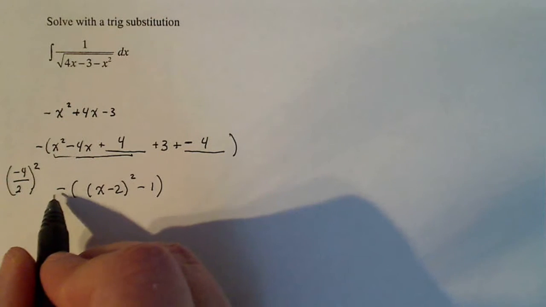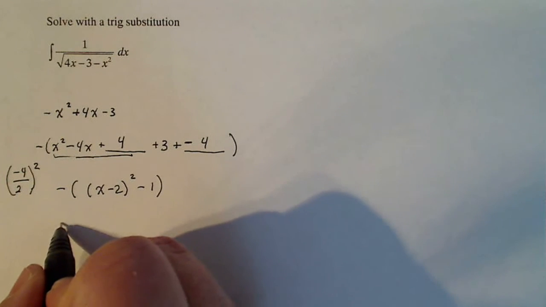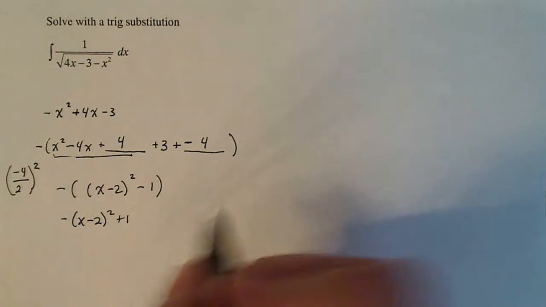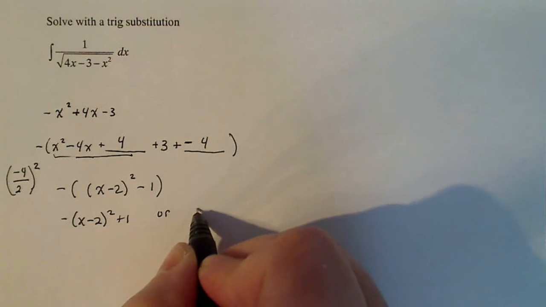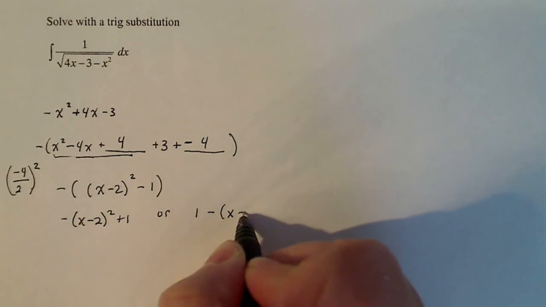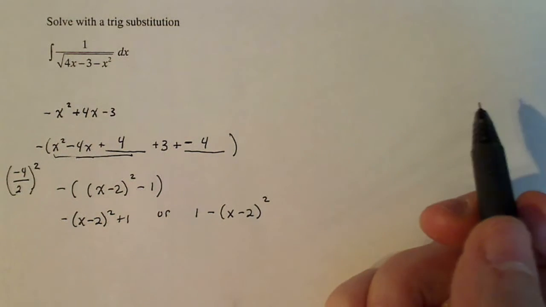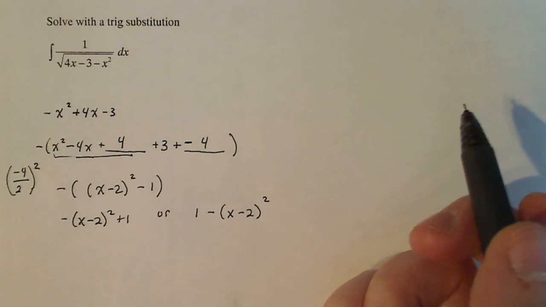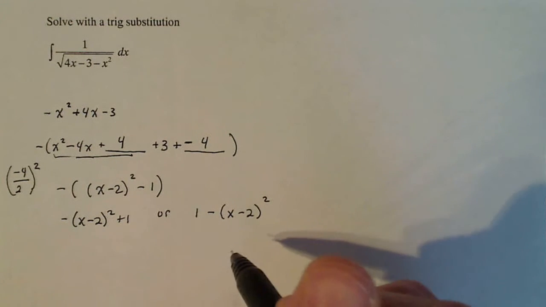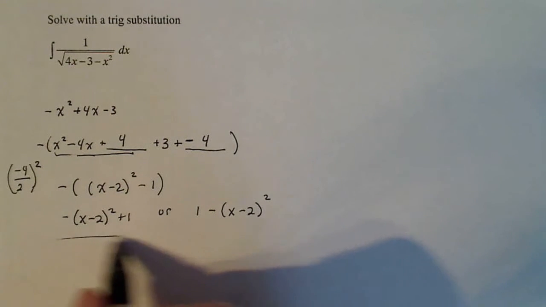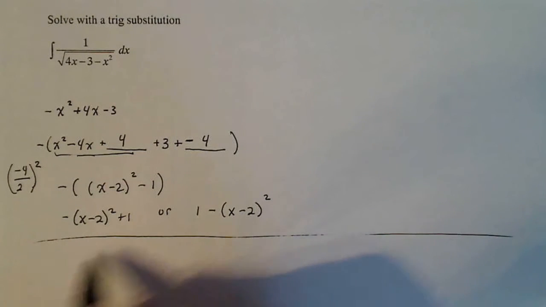Now I do have to go back and redistribute that negative in. So I can write that as minus x minus 2 squared plus 1, or better, 1 minus x minus 2 squared. Now students may say, why did you do that? Well, because I don't like the negative sign up front. And when we use trig sub, we actually want it with the 1 first. So now that I have that all done, I'm going to start my problem over and make my proper substitutions.